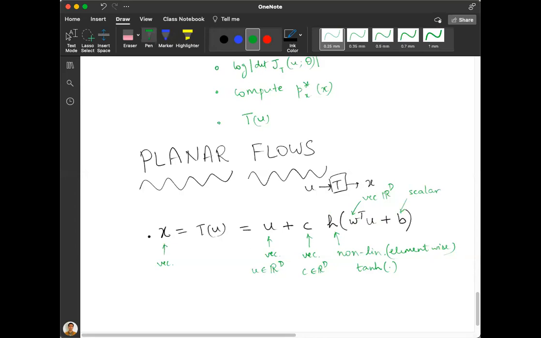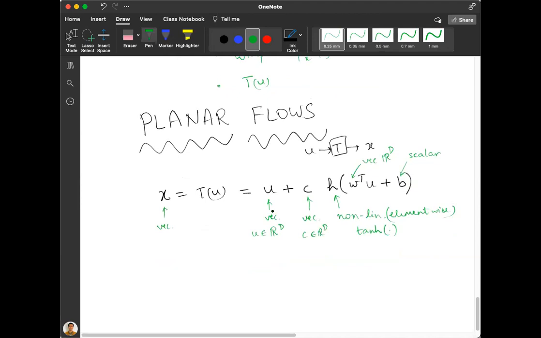So that's the form of the planar flow. Very simple form, right? This whole thing is a scalar, and this is a vector, just a sum of two vectors. Basically, it's invertible, but there are some cases where it may not be invertible. We will discuss what those cases are, but we will constrain the values of C, W, B in such a way that it is invertible.